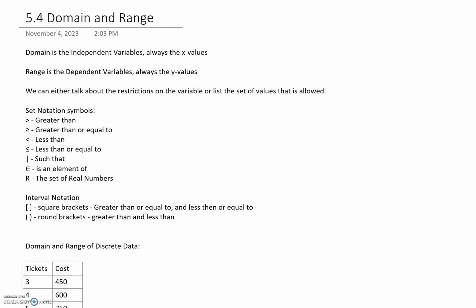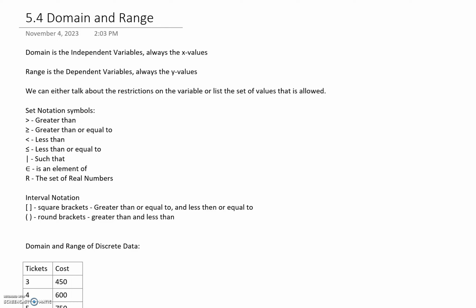So domain is the independent variables, always the x values, and range is always the dependent variables, always the y values. Okay, so again, look back at some of our previous videos to talk about what those independent and dependent really mean in a different word problem or whatever, but basically, independent is manipulated. If we think about science words, so manipulated variables are independent variables, and dependent variables are like responding variables in science.